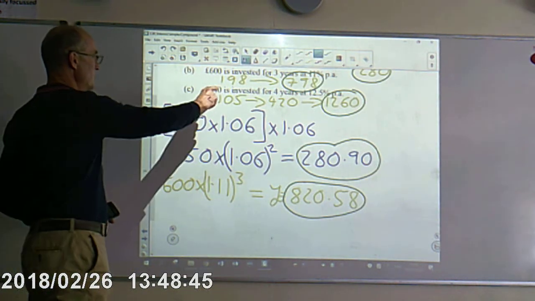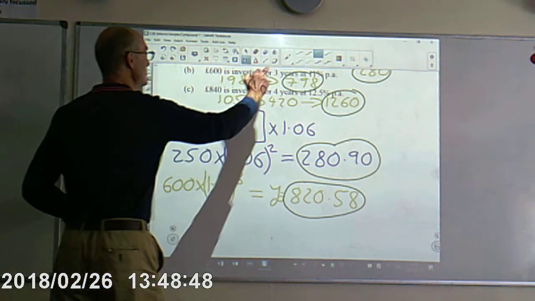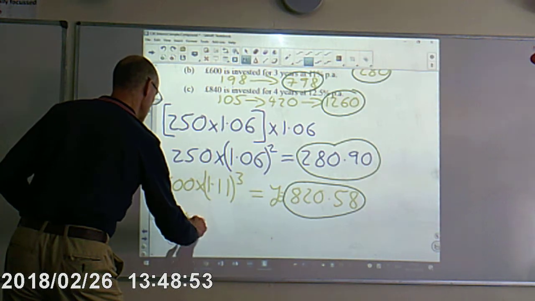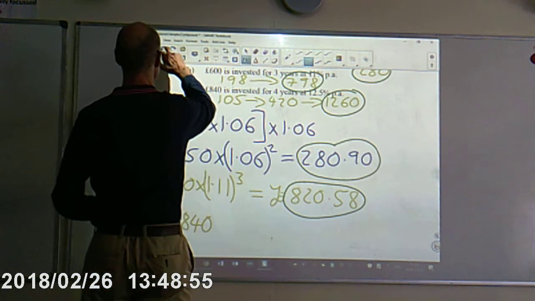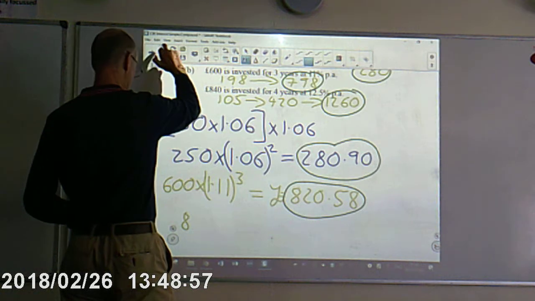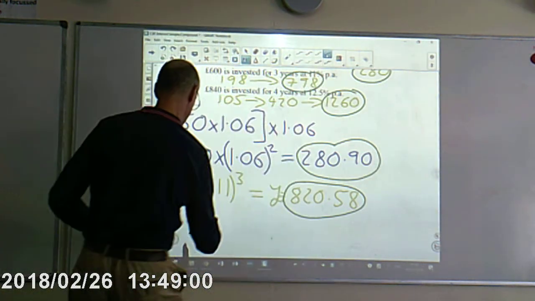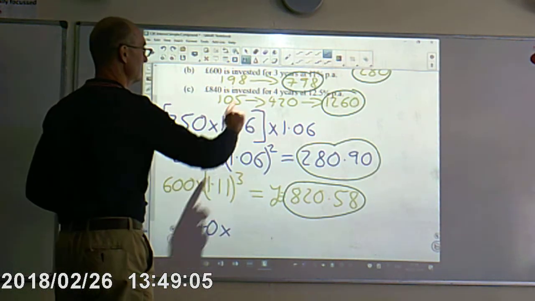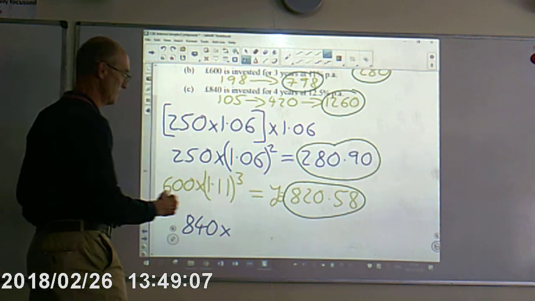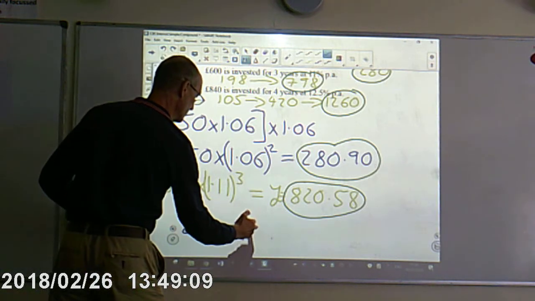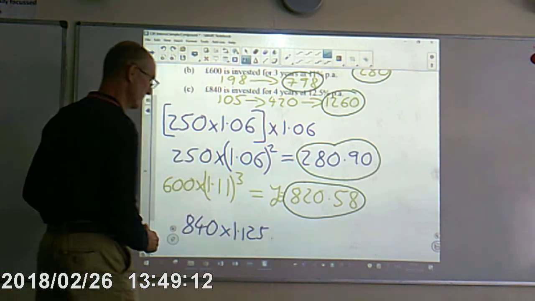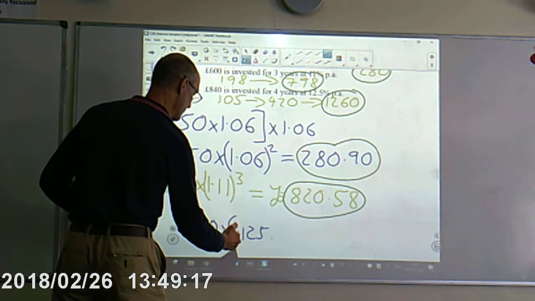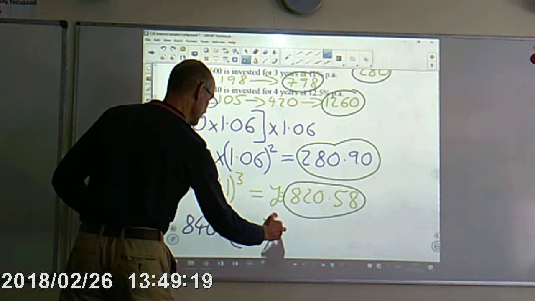Then the final example, £840 is invested for 4 years. Let's change the colour on that actually. So 840. First year, what's the multiplier going to be? 1.125. How many years is it invested? It's invested 4 years. So we put our bracket round this and we raise it to the power of 4.